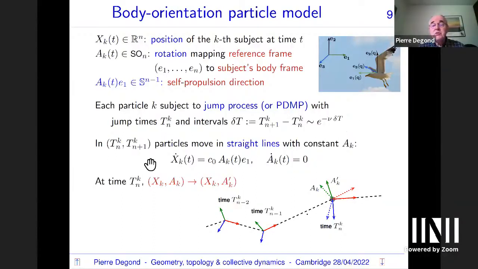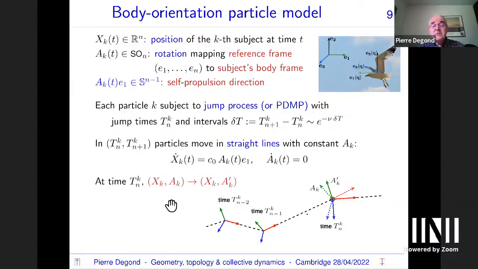So in between 2 jumps, the particles just move in a straight line with the velocity defined by the direction of self-propulsion, AK of t E1, with possibly a speed C0, which is the same for all particles and is constant. And very soon I will make C0 equal to 1. And in the meantime, the body attitude, so the frame, will not change. So that means that the time derivative of the rotation matrix AK attached to the agent is 0.